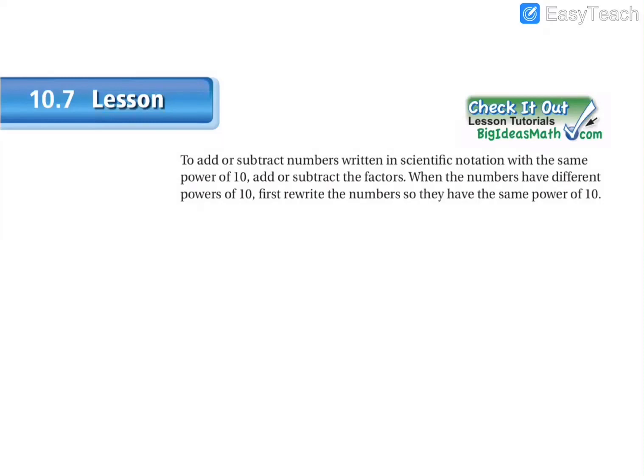I know chapter 10 hasn't been the most difficult. This one's a little challenging, but not too bad. But yeah, I thought that I would do a personal lesson on this one instead of giving you another assignment. So anyways, 10.7 is adding, subtracting, multiplying, and dividing numbers in scientific notation.